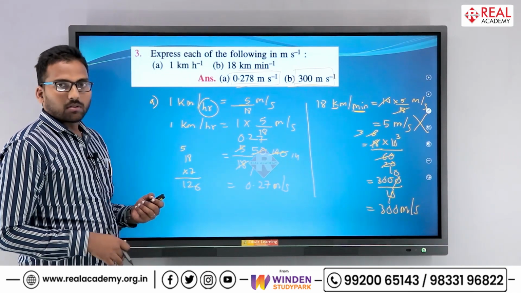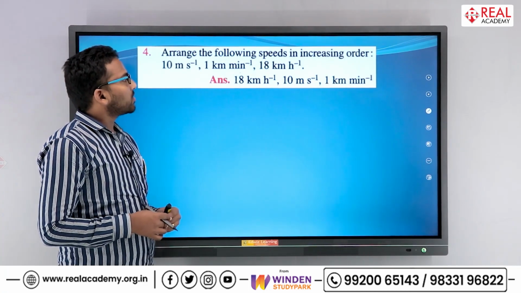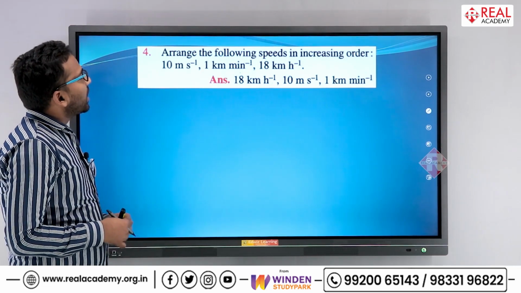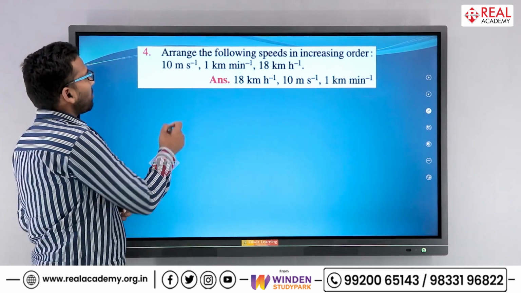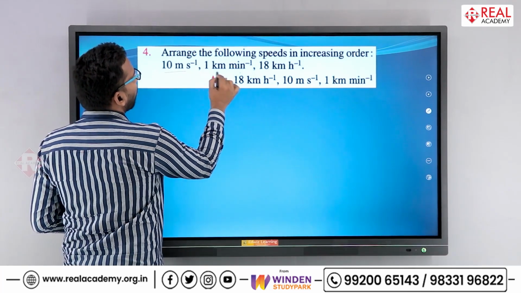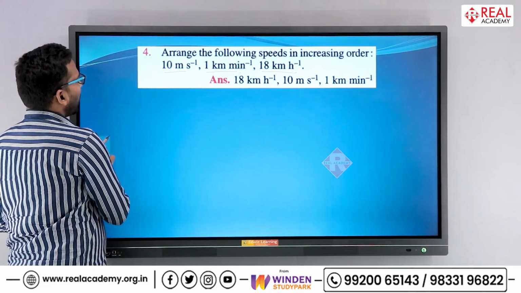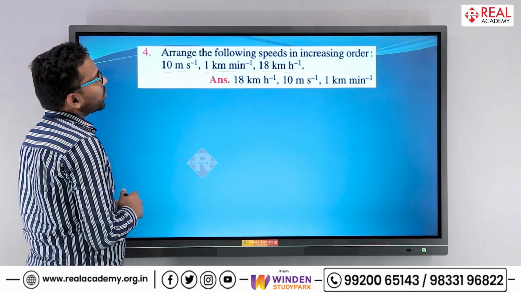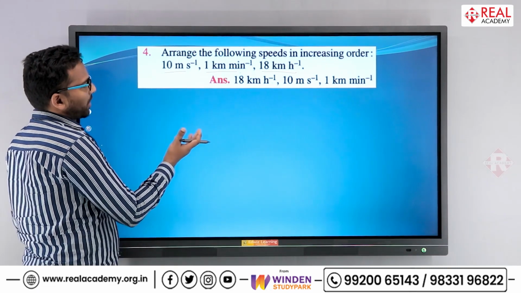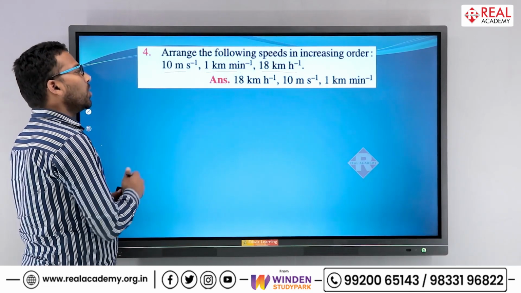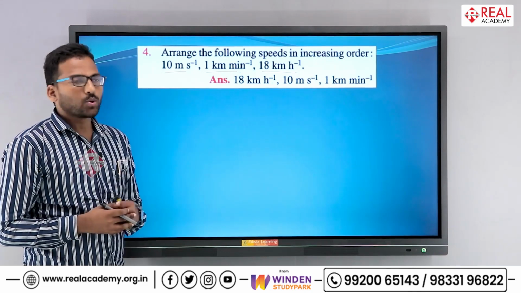Okay. चलो next sum देखते हैं हम लोग यहाँ भी. The fourth sum is given like this, that arrange the following speeds in increasing order. See, there are different system of units. अलग-अलग system of unit में data दिया गया है, and they have asked us to arrange these things in increasing order. मतलब सबसे पहले छोटा वैल्यू कौन सा है वो देखना है आपको, उसके बाद उससे बड़ा और उसके बाद उससे बड़ा.